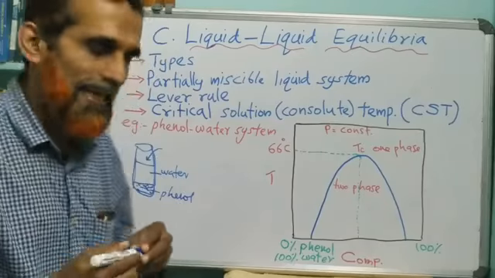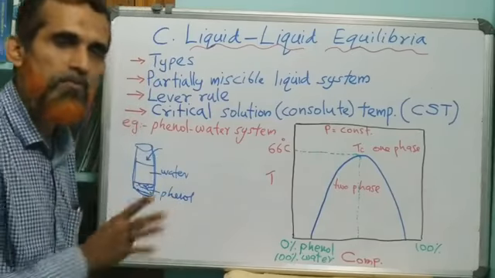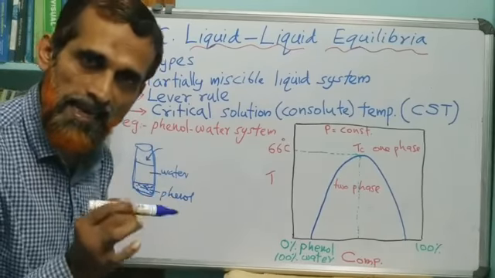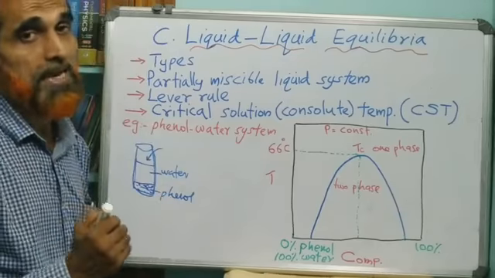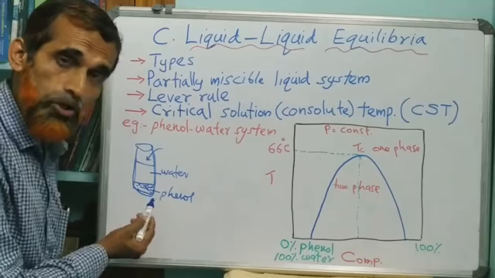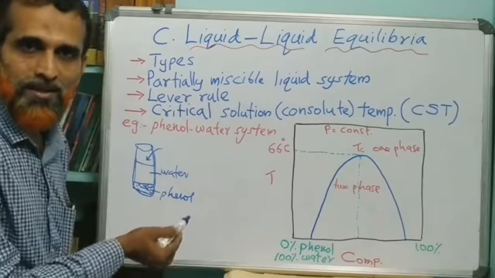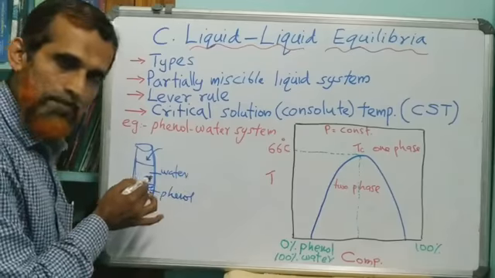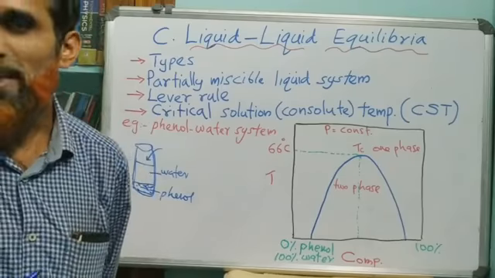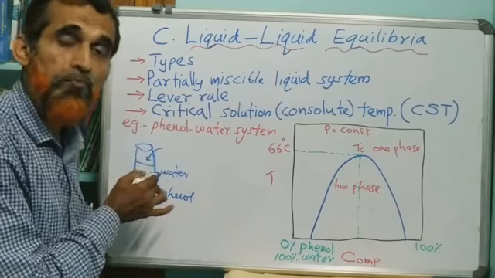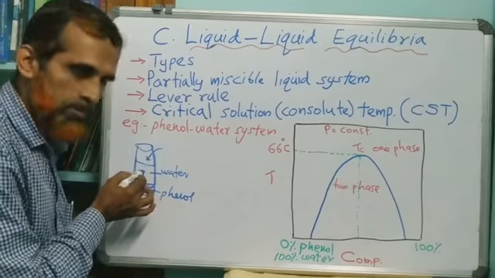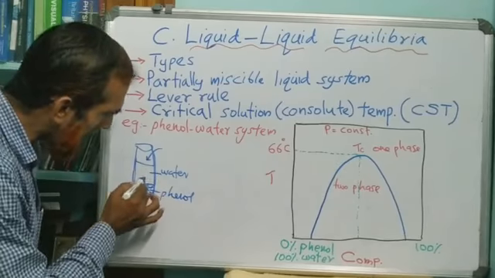But interestingly, it is not that this is only phenol and this is only water. No. This lower phenol layer will contain a sufficient amount of water in it, or it is a saturated solution of water in phenol. Consequently, this water layer also will contain a sufficient amount of phenol in it, or it is a saturated solution of phenol in water. So this lower layer is water in phenol and this is phenol in water, and they are actually in equilibrium.